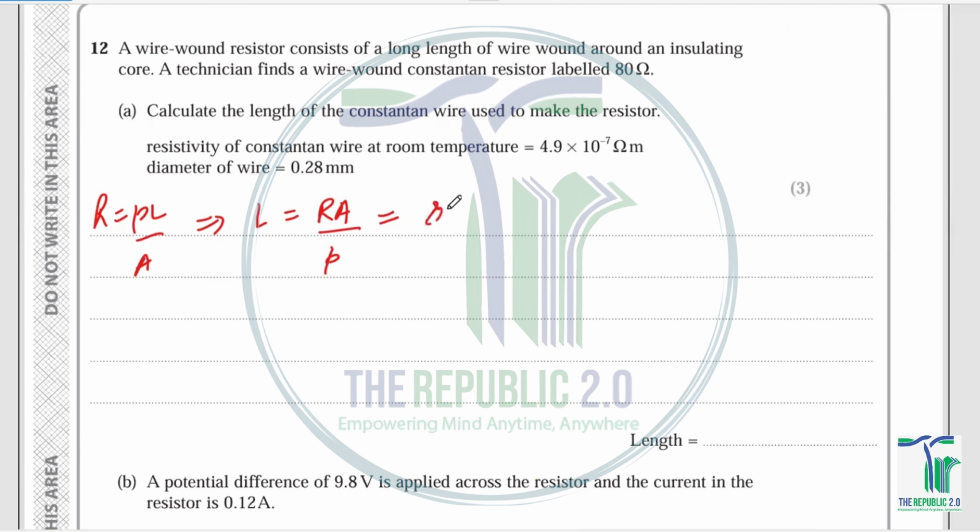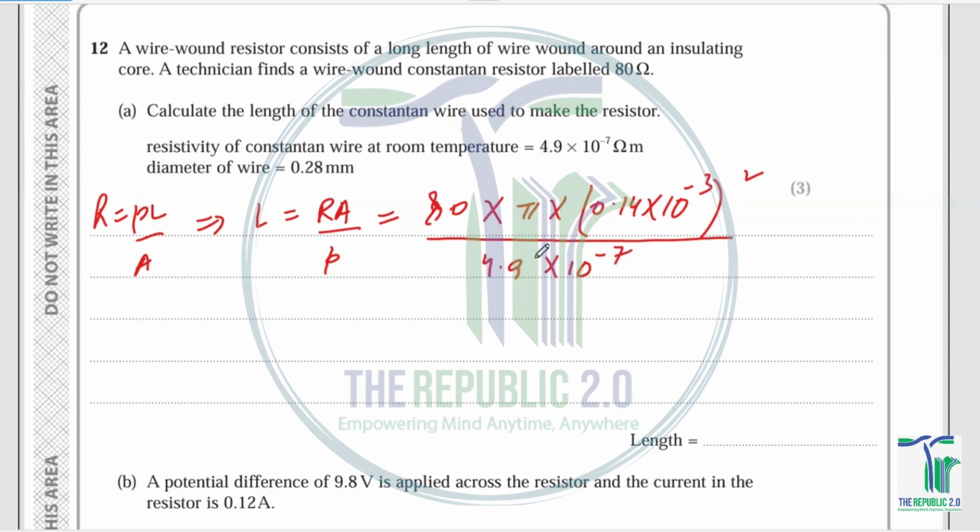The resistance is 80. You've got the diameter, just convert it into the radius, and calculate the area. It's going to be pi times (0.14 times 10 raised to the power of minus 3) squared. So this is 80 times pi r squared divided by the resistivity, and the resistivity is going to be 4.9 times 10 raised to the power of minus 7.